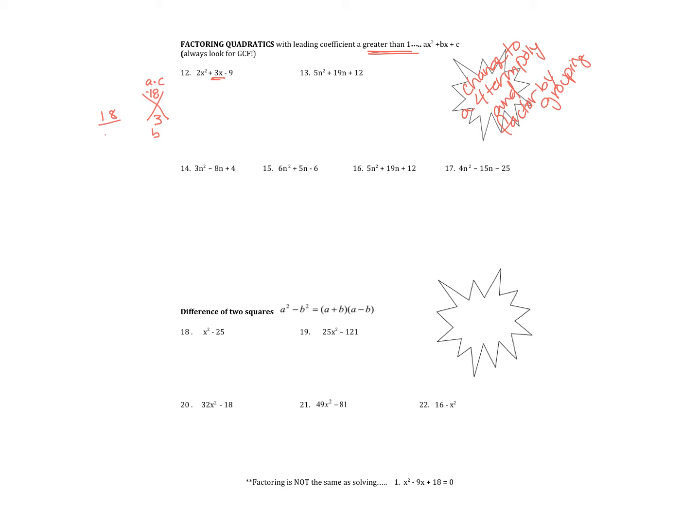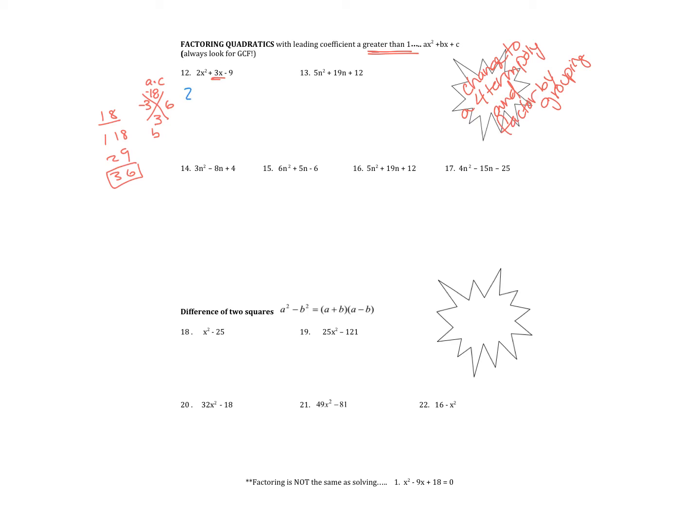The factors of 18 are 1 and 18, 2 and 9, 3 and 6. Oh, there we go. 3 and 6 would work. If I make the 3 negative and the 6 positive, then they multiply to negative 18 and add to positive 3. So now to do this, let me get my blue pen.